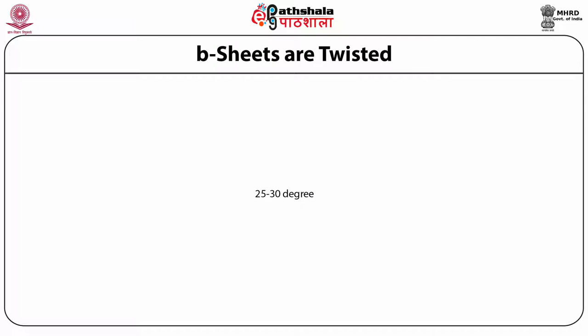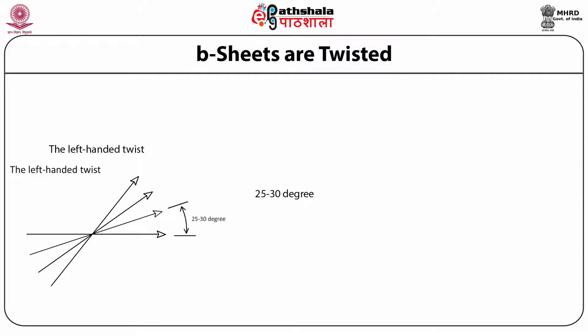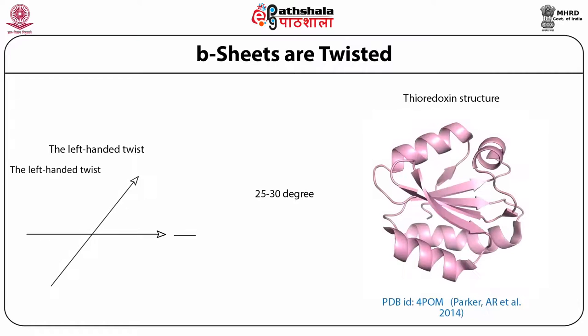The beta sheets, as I said, may be parallel or antiparallel, but they are not exactly like railway tracks. They are always twisted by 25 to 30 degrees. So you always find a left-handed beta sheet twist in protein structures. In this slide, I have shown you an example of thioredoxin, where in the center you can clearly see the beta sheets are twisted, and these beta sheets are connected by alpha helices.